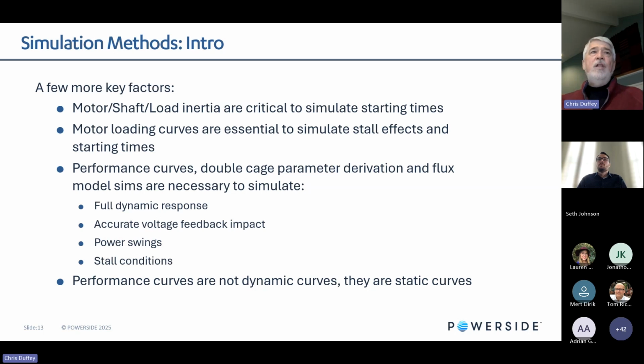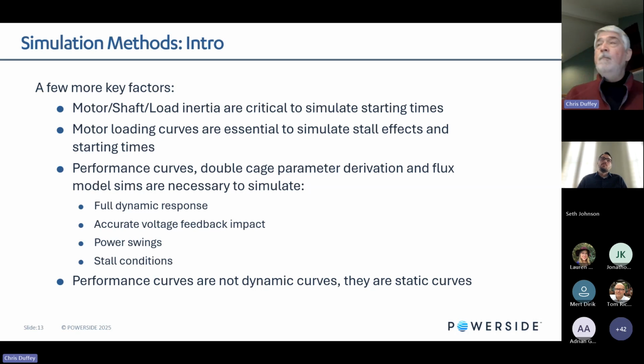The last key factor here is that performance curves, interestingly, are not dynamic curves. These are static curves. In other words, it's like you put a motor under test. You put it on a dynamometer, you take it to a certain speed, you record the conditions of the motor. You go to another speed, you record the conditions of the motor, and you let it settle. So these are not curves that are going to give you any idea of time constant effects or any type of delays that are built into the rotor model, which responds over time.